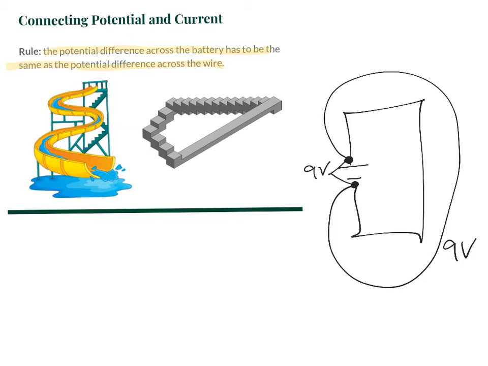So somewhere along the way between those 2 points, as charge flows around with potential energy, it has to lose potential energy according to a 9-volt potential difference. So all of that energy gets dissipated somewhere in the circuit along the way, so that the difference between the terminals is the same as the potential difference across the entire circuit.